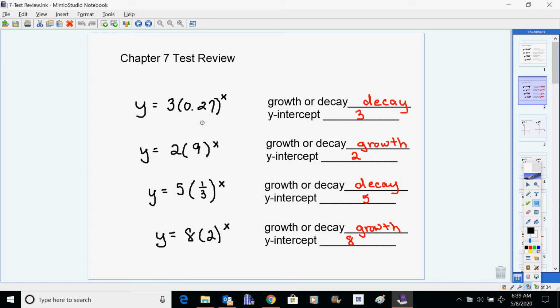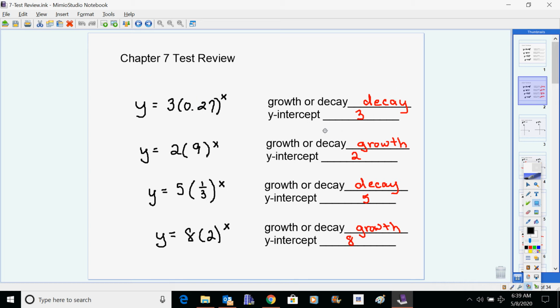Okay, so in this one, when you're trying to figure out decay or growth, remember, you look at the number that's raised to a power to decide if it's decay or growth. And if it's a number bigger than 1, it's a growth. And if it's a number smaller than 1, it's a decay.